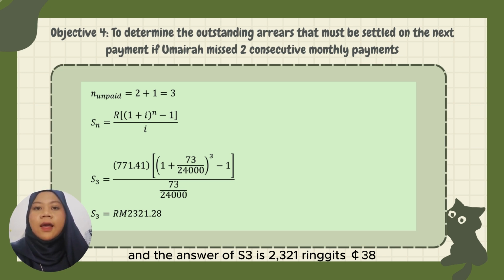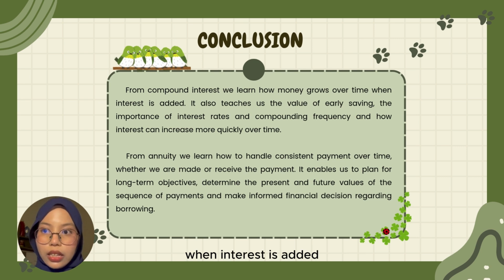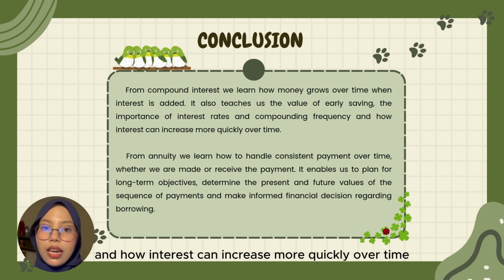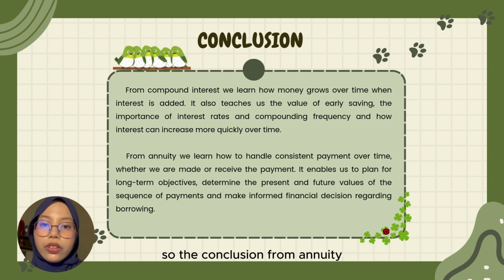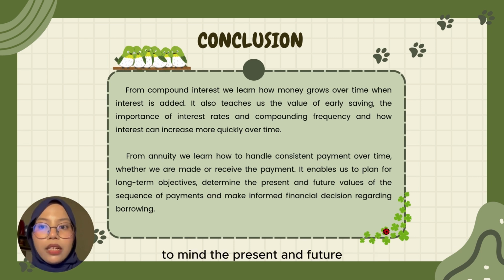2,321 ringgit 38 cents. So for the conclusion from compound interest, we learn how money grows over time when interest is added. It also teaches us the value of early saving, the importance of interest rate and compounding frequency, and how interest can increase more quickly over time. For the conclusion from annuity, we learn how to handle consistent payments over time, whether we make or receive the payment. It enables us to plan for long-term objectives, determine the present and future values of a sequence of payments, and make informed financial decisions regarding borrowing.